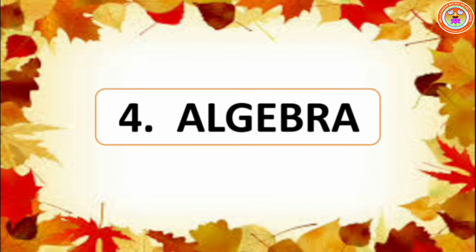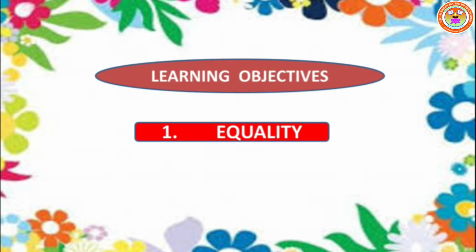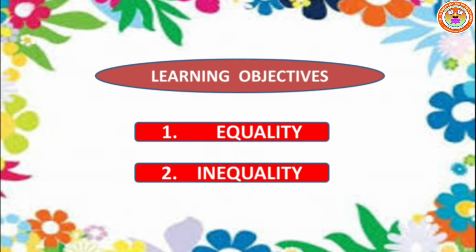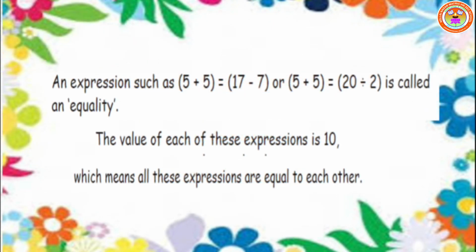Let's start today's session, chapter 4, algebra. In this chapter, the learning objectives are: first one, equality; second one, inequality. Students, what do you mean by equality? Equality is nothing but to make the expressions equal with different arithmetic operations.